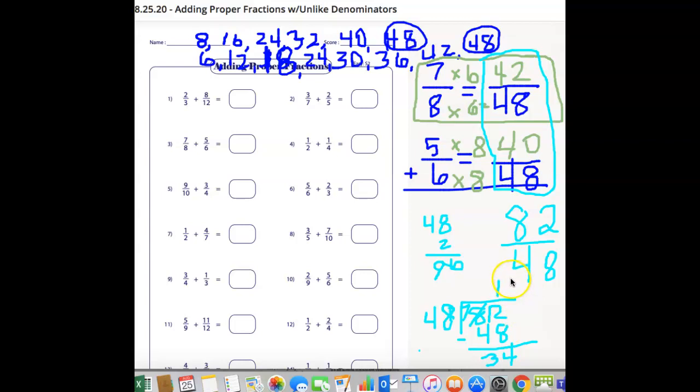All right, so that 34 becomes the new numerator. I'm going to change the color so it doesn't go into this. 34 over, and this is the denominator, 48. So your answer there is 1 and 34/48.